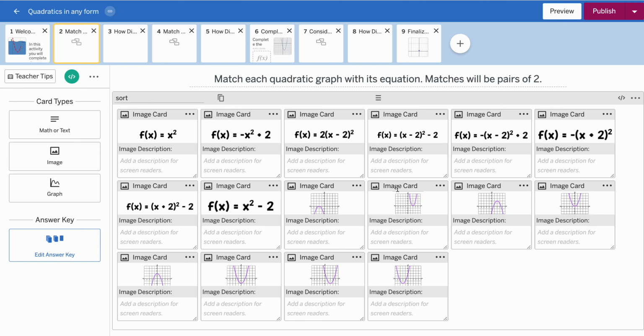Desmos enthusiasts, my name is Matthew, and I'm going to be talking to you today about my favorite Desmos activity builder feature, which is the card sort.